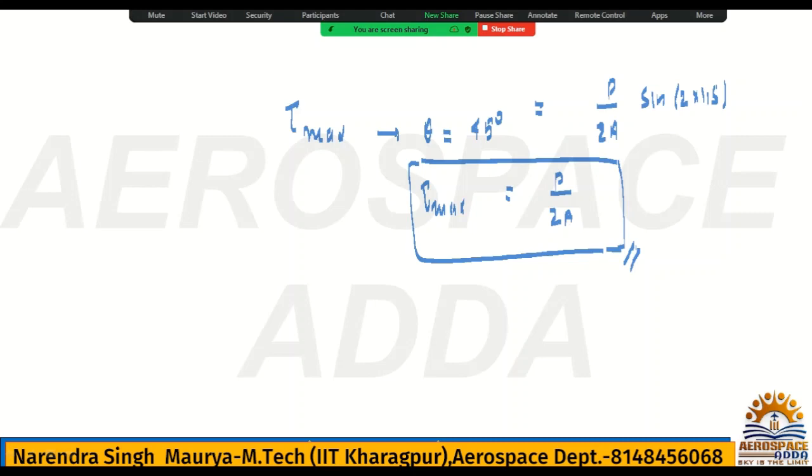That you need to remember. Now you can think of any material which is going to break due to shear stress. So for that, what will be the angle? That angle will be 45.